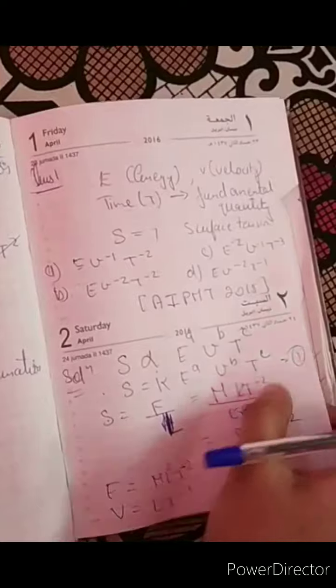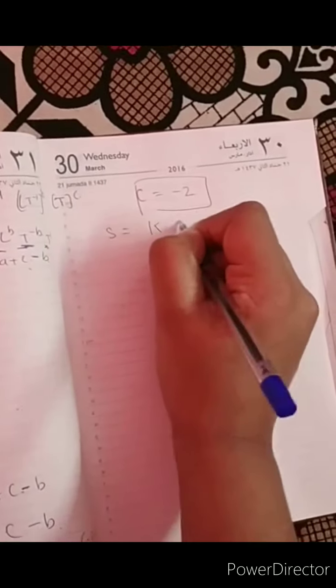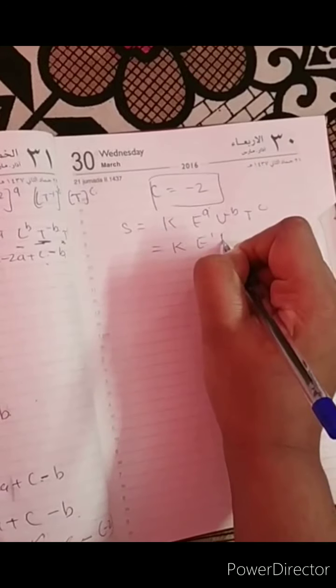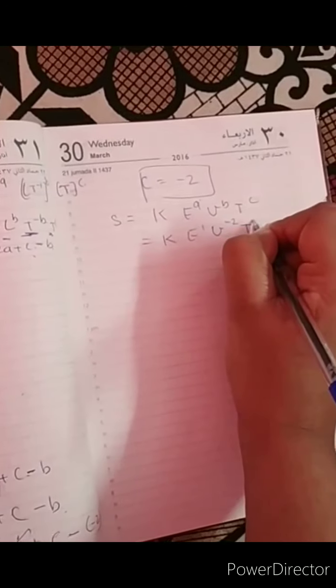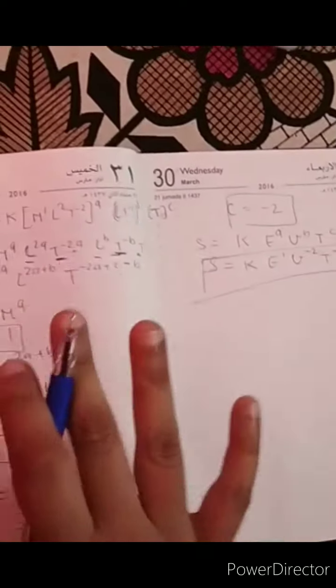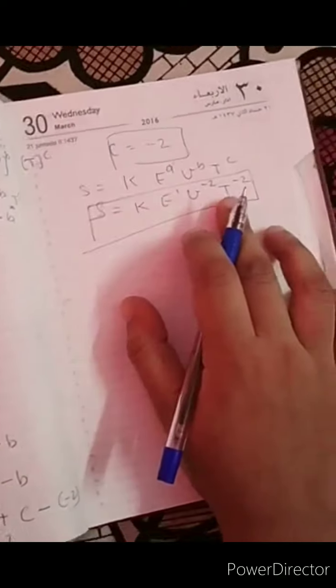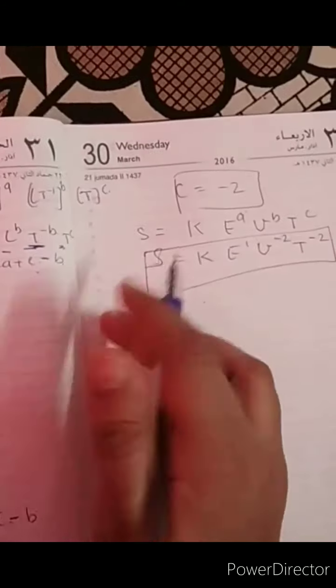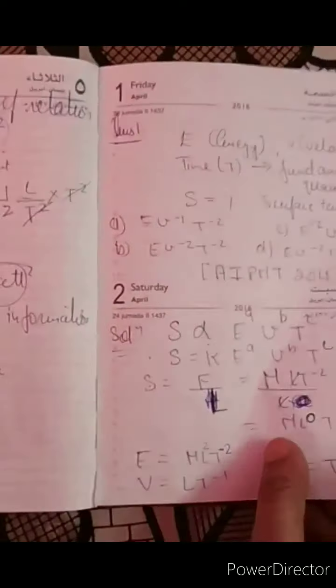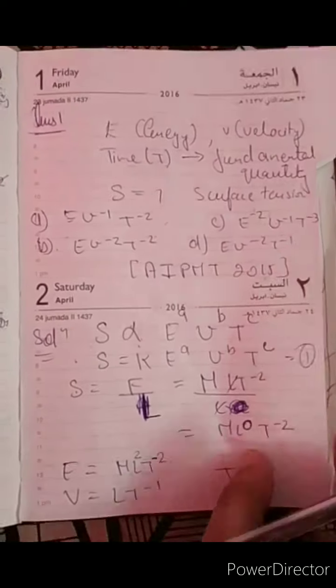Put it in your equation which says S is equal to K, E to the power A, V to the power B and T to the power C. What is the value of A? A is equal to 1, V to the power minus 2 and T to the power minus 2. Okay, E to the power 1. Can we check the options? This is correct. Always, this is your physical quantity, so we get surface tension in terms of energy, velocity and time: E V to the power minus 2 and T to the power minus 2, so option B is correct.